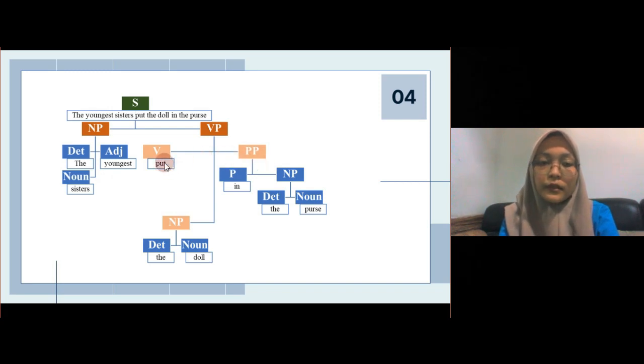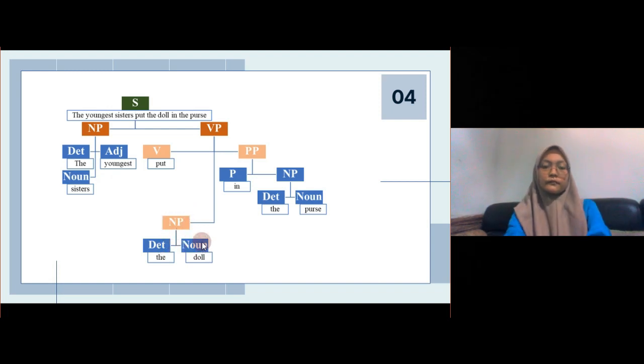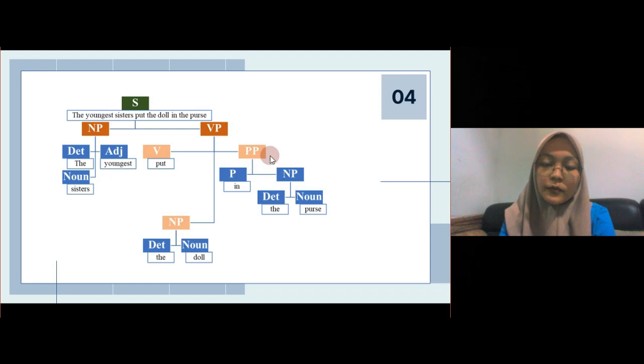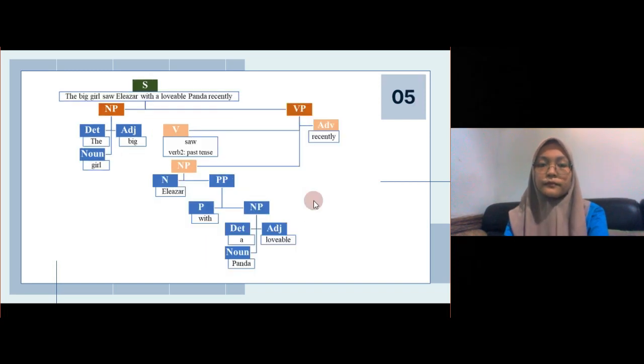The word put is a verb, and then the noun phrase contains determiner and noun, which is: the is a determiner and doll is a noun. And the last node is the prepositional phrase, containing preposition and noun phrase, in which in is a preposition. And below the noun phrase there are determiner and noun, which is: the is a determiner and purse is a noun.